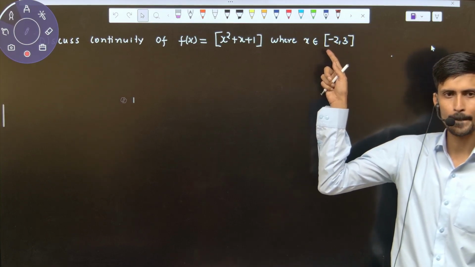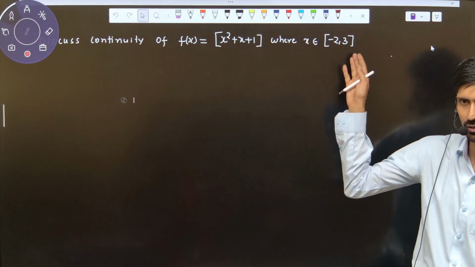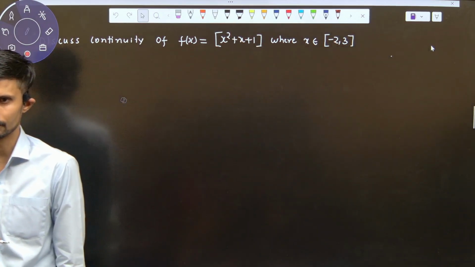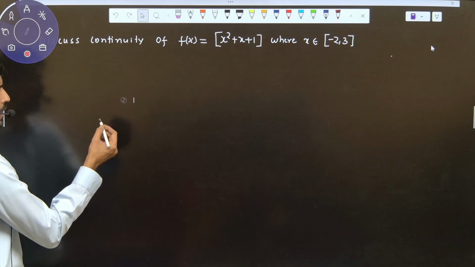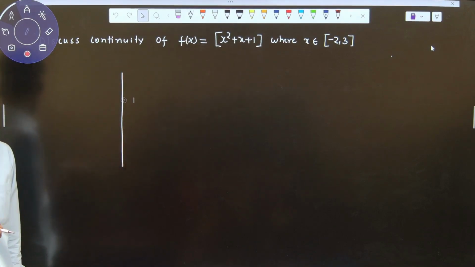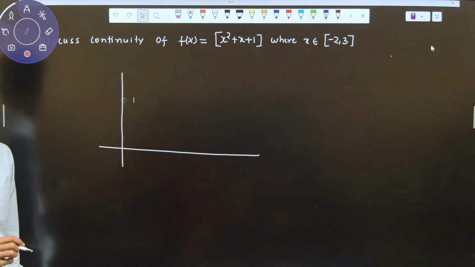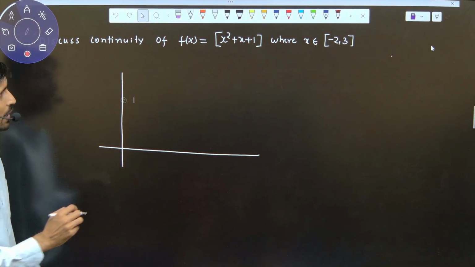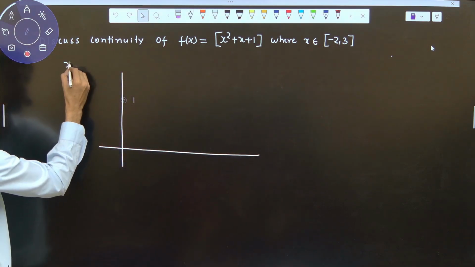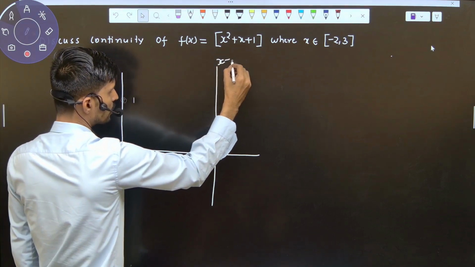It means when x is between -2 to 3, how many points of discontinuity will be there? Maybe I'll do a simple rough diagram of a random function to explain this question. x is between -2 to 3. So here we can write our first line, x = -2, and here we can give our second line, x = 3.